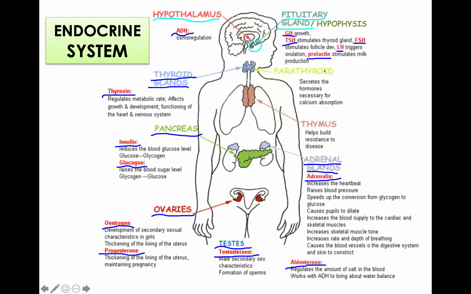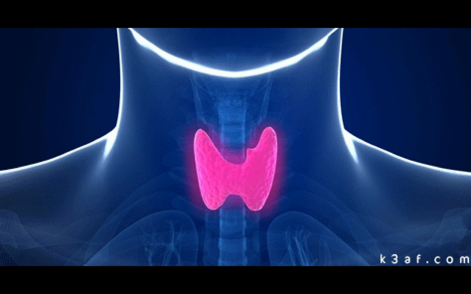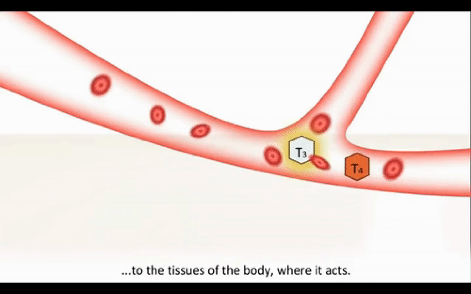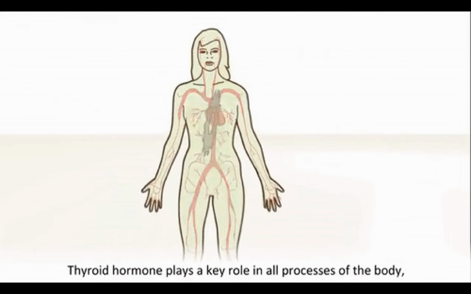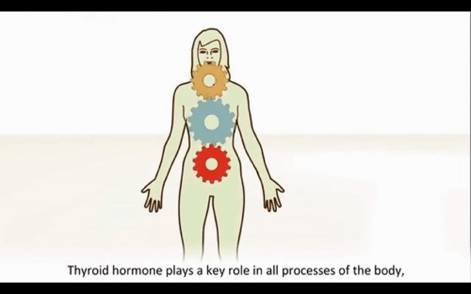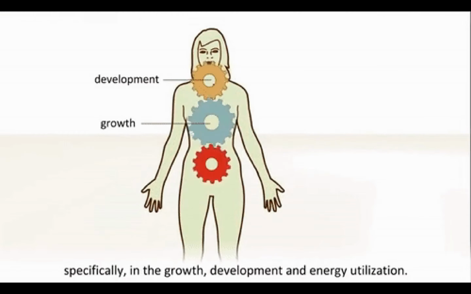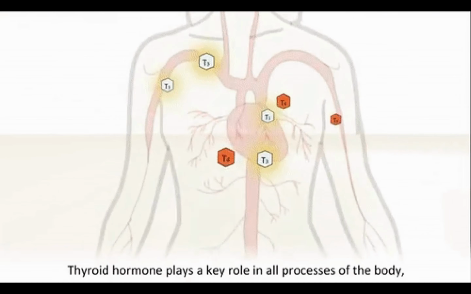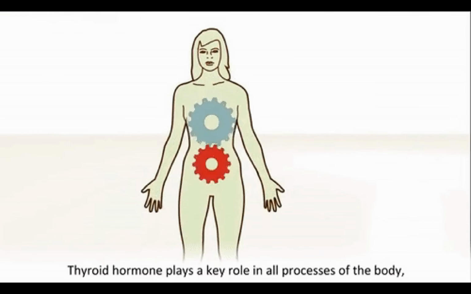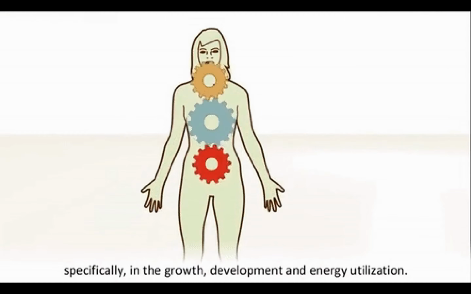Now, let's move on to TSH, right? The thyroid stimulating hormone. What is the role of the TSH? The TSH is responsible for stimulating the thyroid gland. Why? So that the thyroid gland can start making more thyroxin. Why should the thyroid gland do that? So that it increases the level of the thyroxin in the blood.